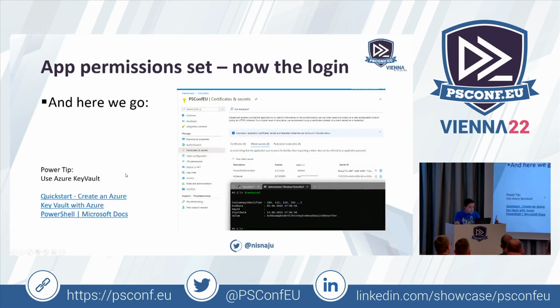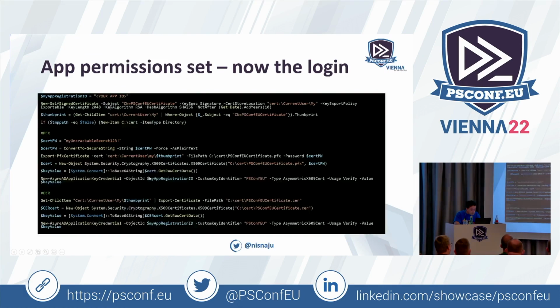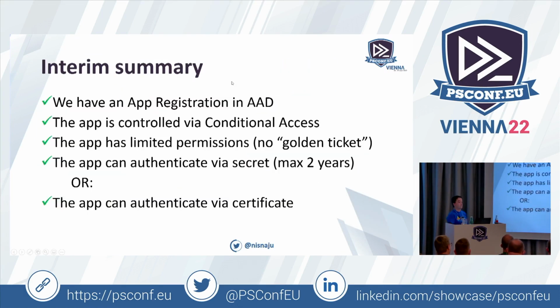So now we can skip a lot of slides, which I just did in case the demo doesn't work. Yeah, here we are. What do we have now? We have a new app registration in our Azure Active Directory. We can control this app via conditional access. That is a great security win. We have limited the permissions of our app. I called it golden ticket because, yeah, sometimes I like to be a little drama queen. This is dangerous, so do not do this. That's why I call these dangerous permissions golden ticket. And our app can authenticate via a client secret or via certificate. So first great security wins.